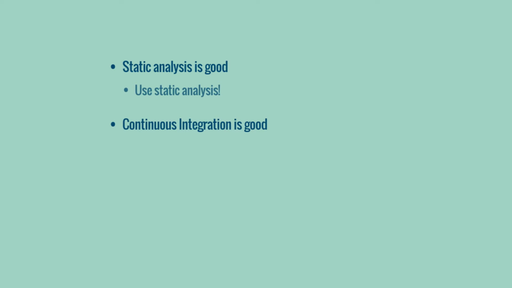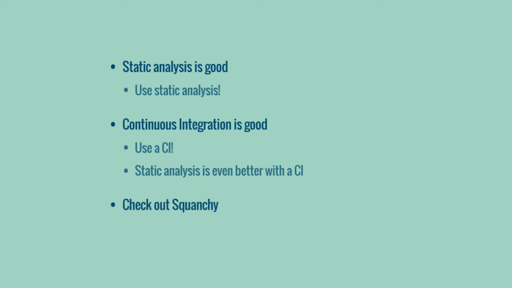So in conclusion, what are today's lessons? Static analysis is good. Use static analysis. Continuous integration is good. Use a continuous integration service. And also static analysis is better when you have a CI. And lastly, you can check out Squanchy for a practical example of how this works. I very briefly looked at stuff. You can go into more details. You can ask me questions if you don't understand something. You can find it there again. And that's all. Thank you very much.